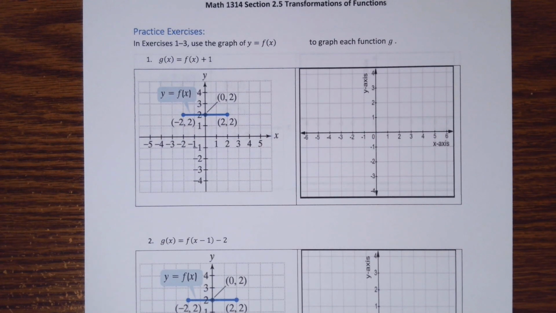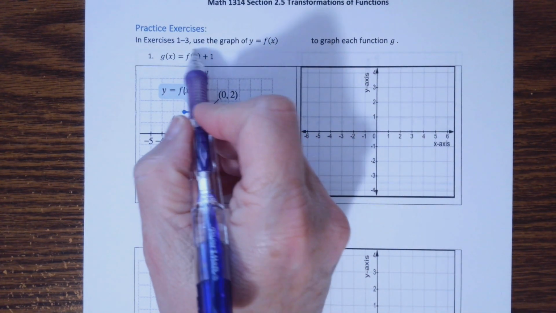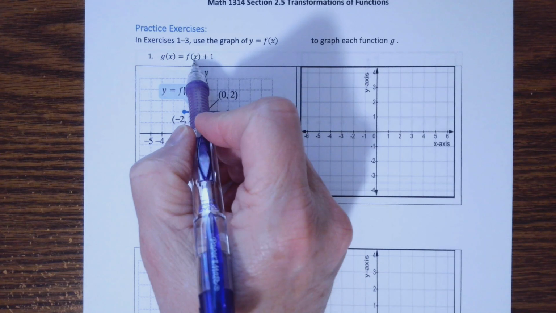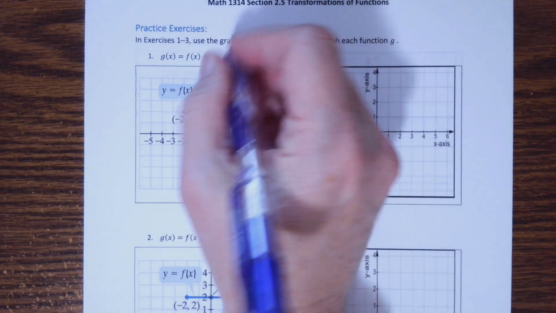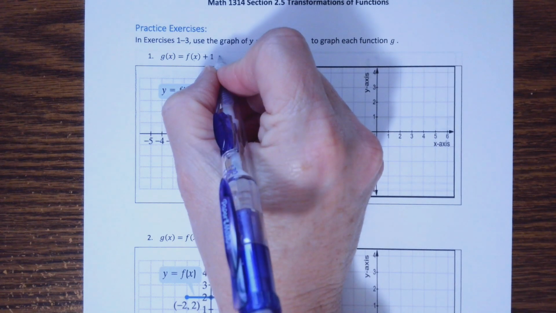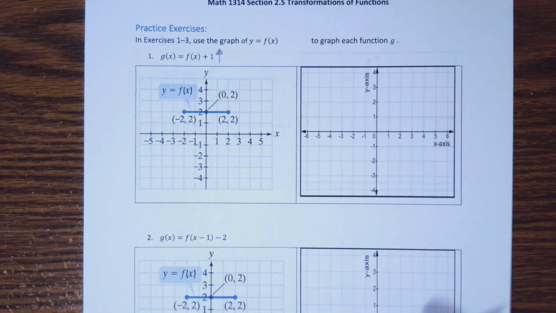So number one, it says our new graph g of x is equal to f of x, which is our function, plus 1. So think of it this way. This is our y value. So the y values of our function, we're going to add 1. Which means that we're going to take our function, our graph, and we are going to raise it up by 1.